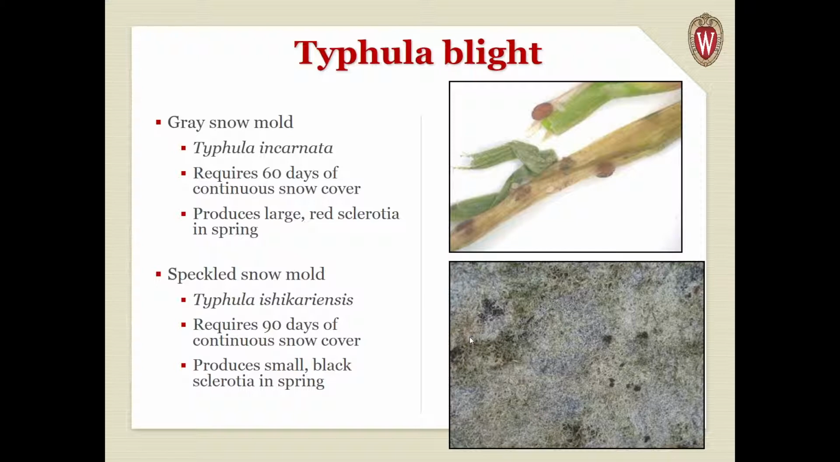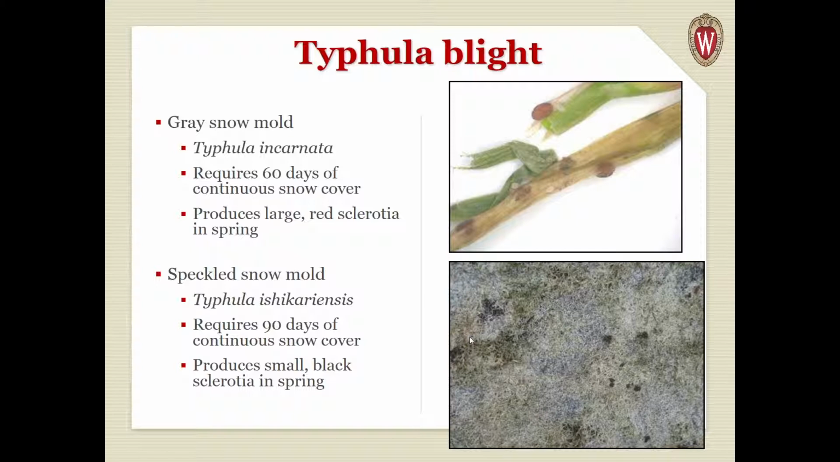But the more severe winters, the areas that really have snow cover from December 1 until April 1 with very few breaks, that is where we typically see ishikariensis. Differentiating between the two is relatively simple. Out in the field, incarnata produces sclerotia that are relatively large and red in the leaf blades. Ishikariensis produces ones that are relatively small and black. Almost looks like somebody sprinkled pepper on the turf.